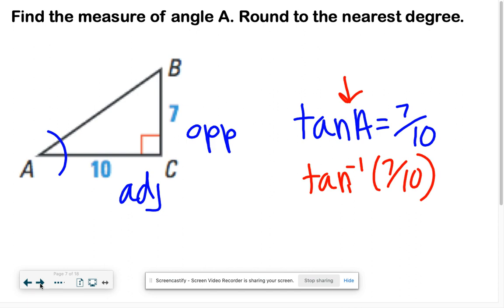So you're going to have to hit shift or second on all your calculators. No, first hit second or shift, and then hit tangent. Now do you guys see how it has the -1 by it? Yeah. And now type in 7 divided by 10. And hopefully you get 35.